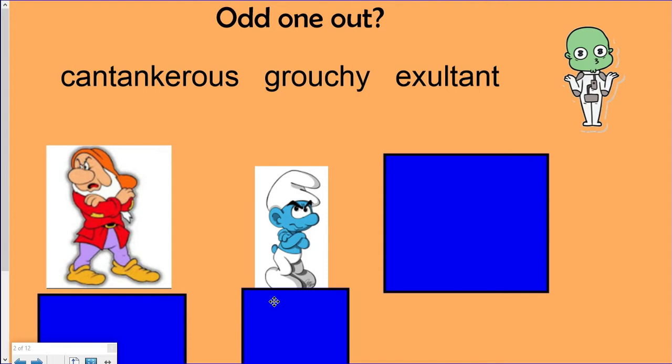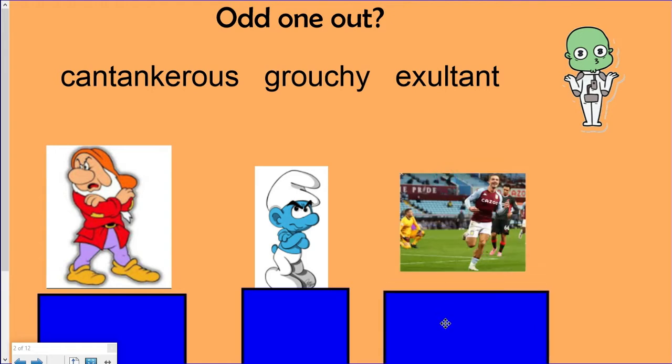That word is exultant. So exultant is used to describe someone in a good mood, someone who's happy, someone who's celebrating. And I thought, what better example of celebrating is there than this picture of Aston Villa celebrating beating Liverpool 7-2. So in the picture, I might say Jack Grealish was in an exultant mood as his team won comfortably.